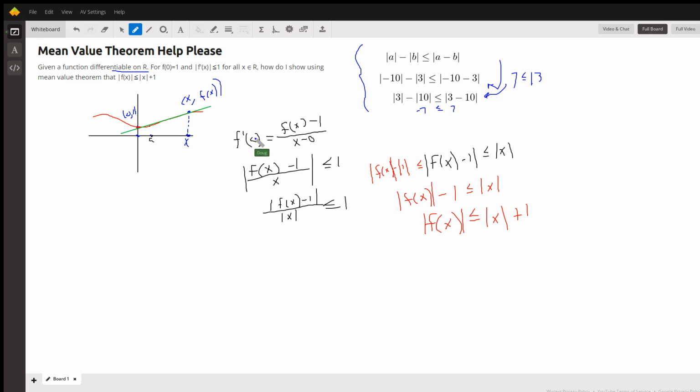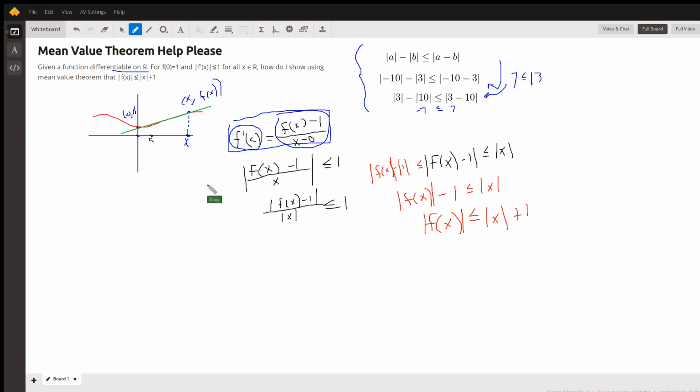Okay, so that means that f prime of c is equal to f of x minus f of 1, the change in y, over x minus 0. That's the mean value theorem right there. But we're told that the absolute value of this is less than or equal to 1. And since this expression is equivalent to f prime of c, that also has to be less than or equal to 1.